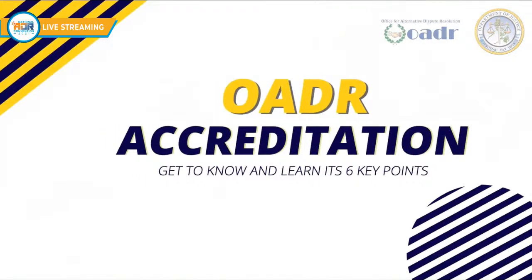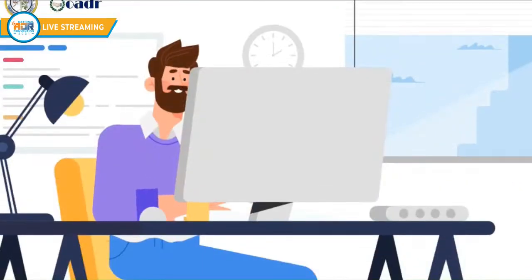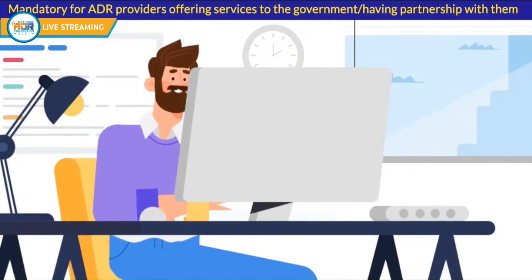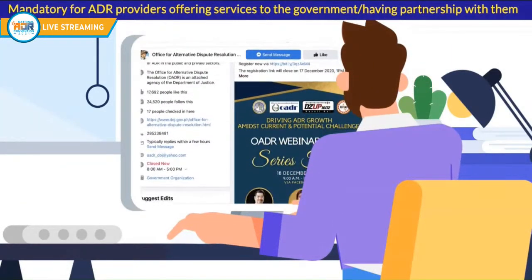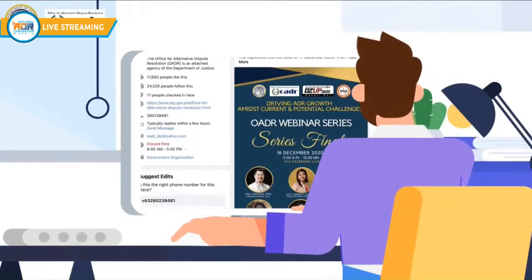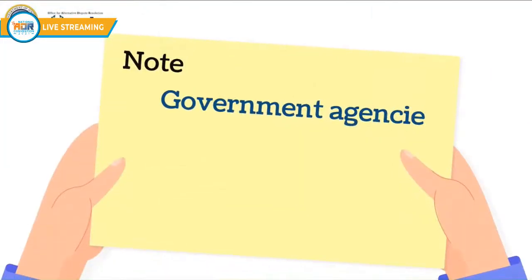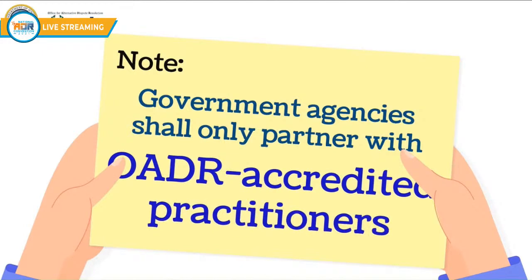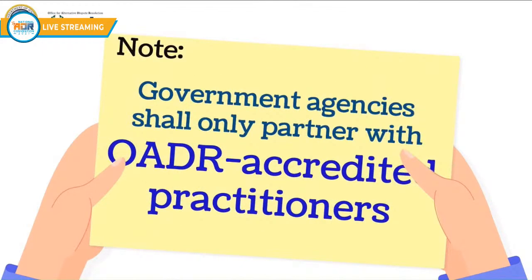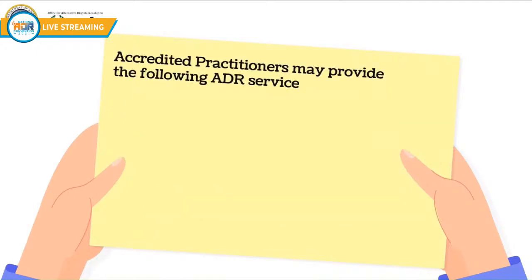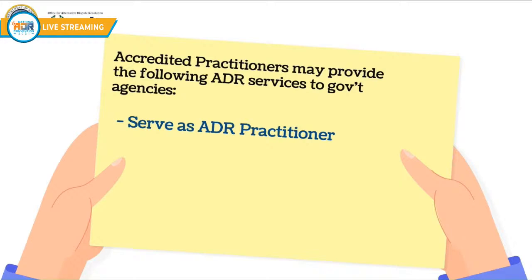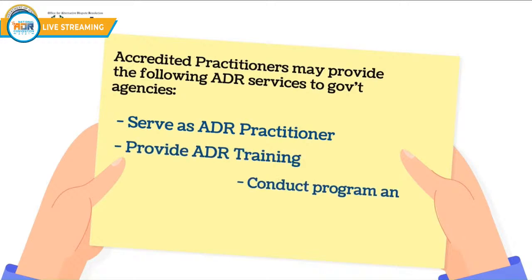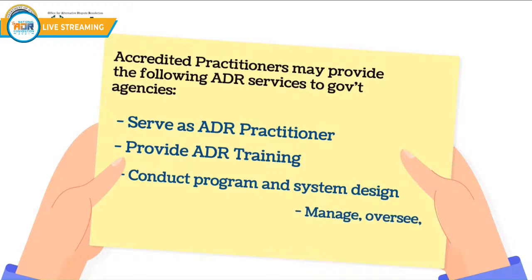First, the OADR accreditation is mandatory only for ADR providers offering ADR services to the government, or have partnership with said agencies. Government agencies shall only partner with, or engage the services of OADR accredited ADR practitioners. Once accredited, they may provide ADR services to government agencies, such as, but not limited to, serving as an ADR practitioner, providing ADR training, conducting program and system design, and managing, overseeing or administering ADR programs.